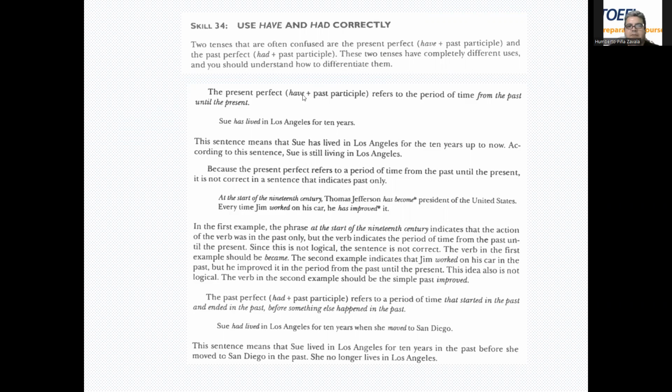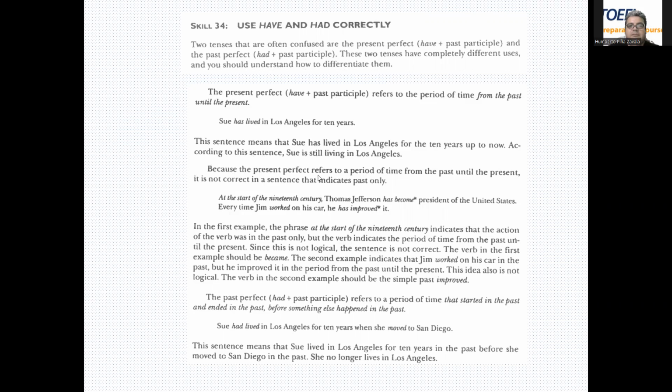The present perfect, have plus the past participle, refers to a period of time from the past until the present. Right? Sue has lived in Los Angeles for 10 years. This sentence means that Sue has lived in Los Angeles for the 10 years up to now. According to this sentence, Sue is still living in Los Angeles.